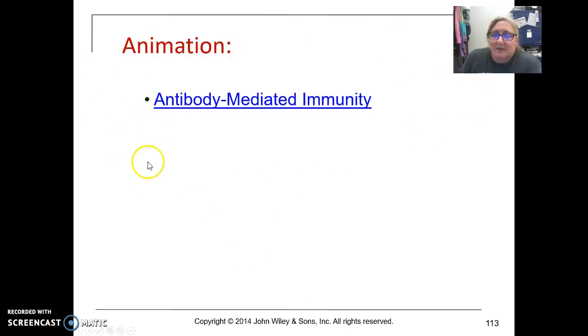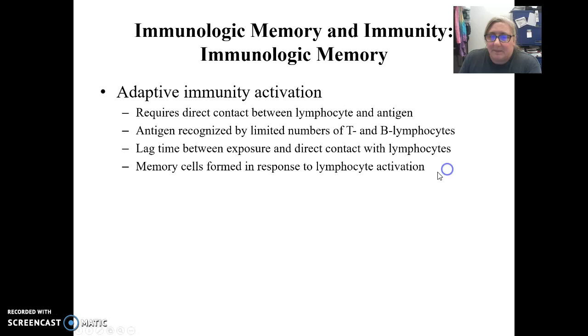Here's your third and final antibody-mediated immunity activity. This is an animation. I have the paper on your Canvas page in the modules. You're going to take the paper and answer the questions, and at the same time go through this video, okay? I'm going to stop here, and I'll finish this chapter in the next video, okay?